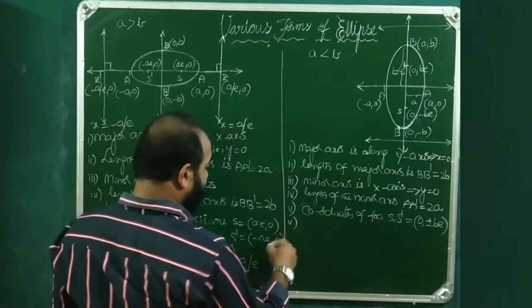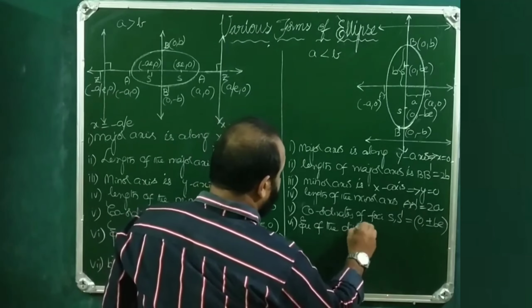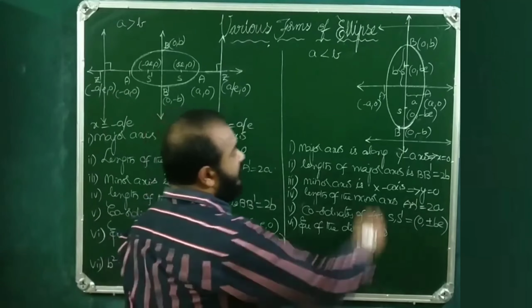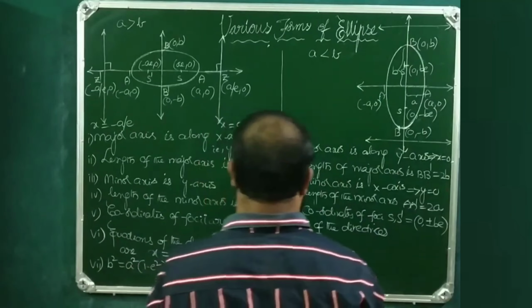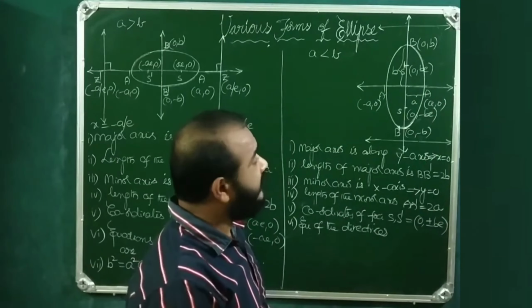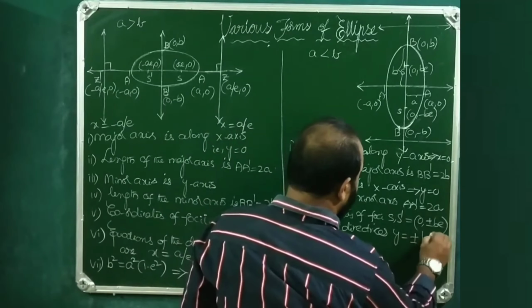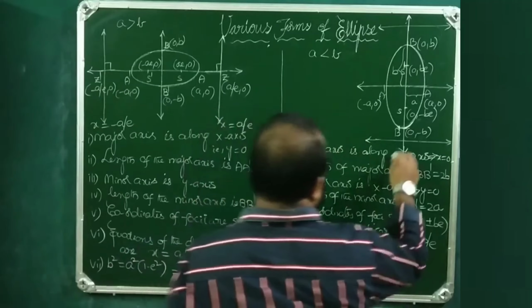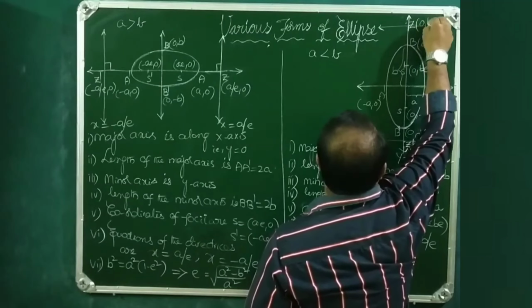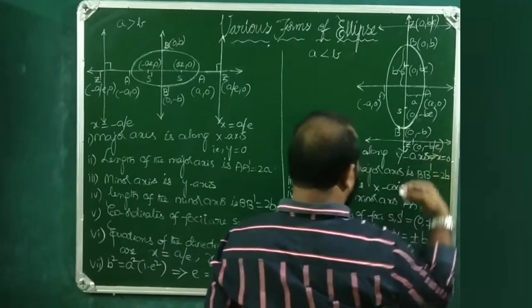Likewise, what is the equation of the directrices? The equation of the directrices is this now. This line is parallel to the x-axis. Any line which is parallel to the x-axis is of the form y equals k. So y equals plus or minus b by e. So here this is Z dash and this is Z. This is 0 comma b by e. This is 0 comma minus b by e.